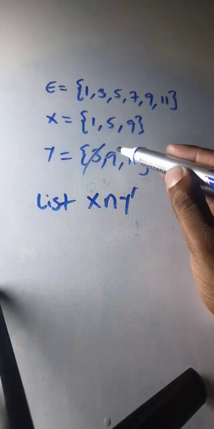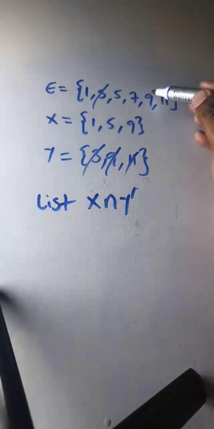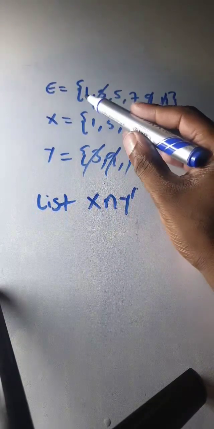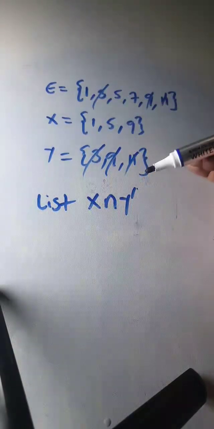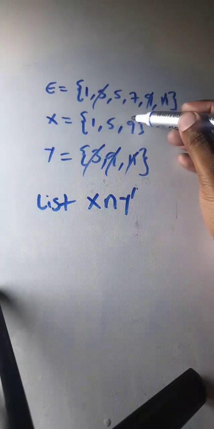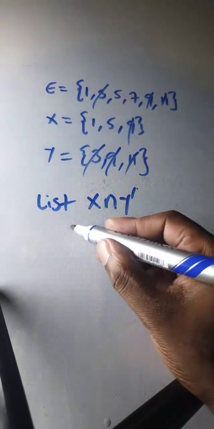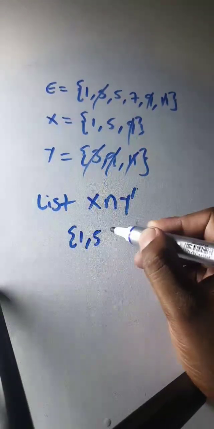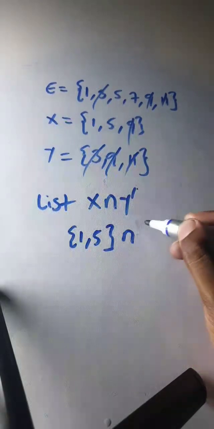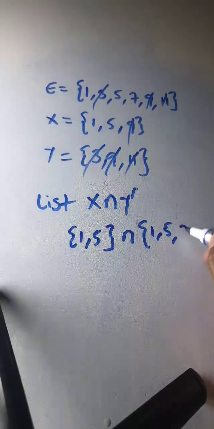So 3, 9, 11 is out from the universal. In the universal, we have 1, 5, 7. Wherever there is 3, 9, 11 should go. Here we only have 9. So now, what is in x? What is in x is 1, 5. This should intersect with what is in the universal, which is 1, 5, 7.